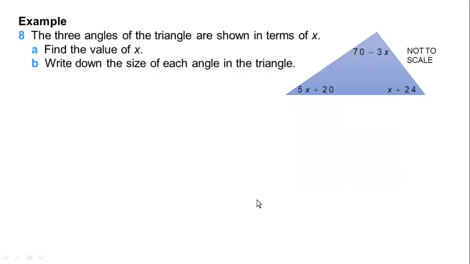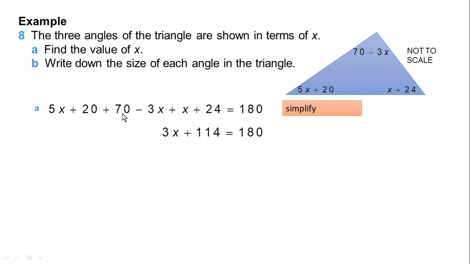Okay? Next. Find the three angles of the triangle shown in terms of x. So I have 3 angles over here. Find the value of the x. If I want to find the value of the x, remember, the angles of the triangle, if you add the 3 angles of the triangle, will be equivalent to 180 degrees. So I'll just basically add these 3, and then equals to 180. Okay, I have 5x plus 20, 70 minus 3x, and x plus 24, I add all of them, equals to 180. Okay, 5x minus 3x plus x will become 2x plus x is 3x.